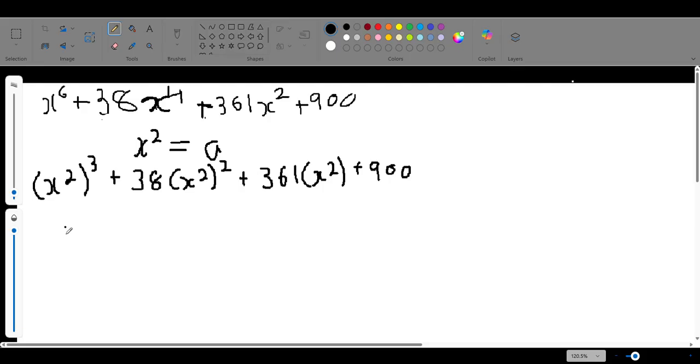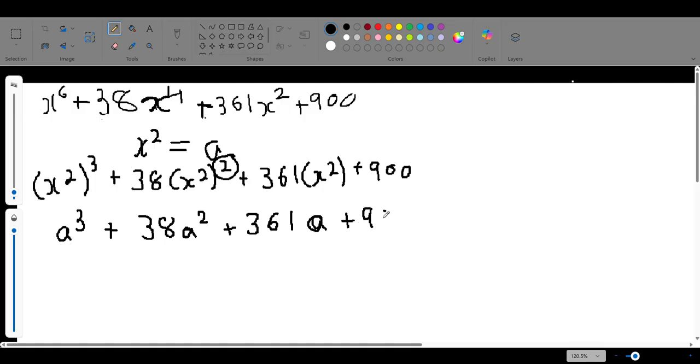Okay. Our next step is to substitute a into all of these. Since this is an x squared, this would be a cubed plus 38a squared, because of the square up here, plus 361a, since you only have one x squared in that term, plus 900.